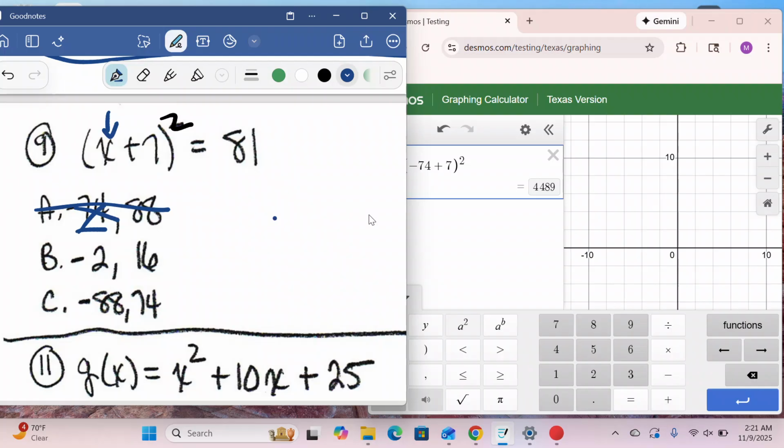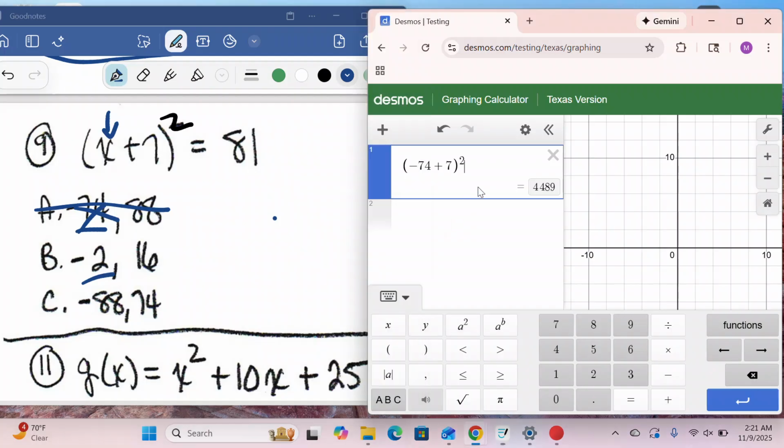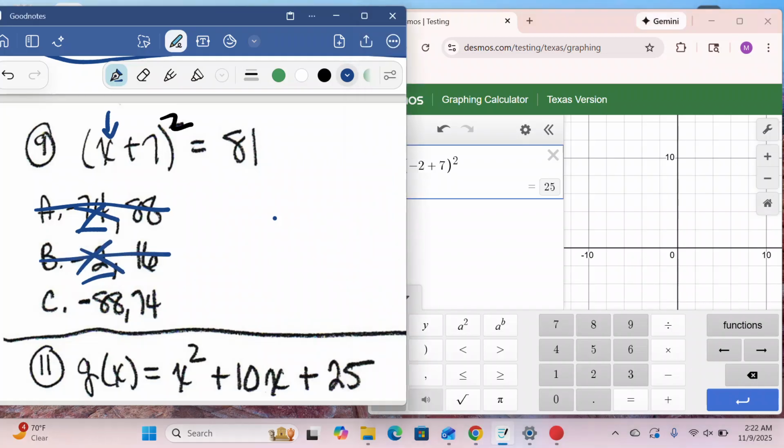And to make it easier, I don't have to input everything. All I have to do is check negative 2. I'm going to come to my decimals, and instead of retyping everything, I can if I want to, but all I do is check negative 2. So I'm just going to input negative 2 plus 7, quantity squared, is equal to 81. It says it's 25, so that one is wrong.